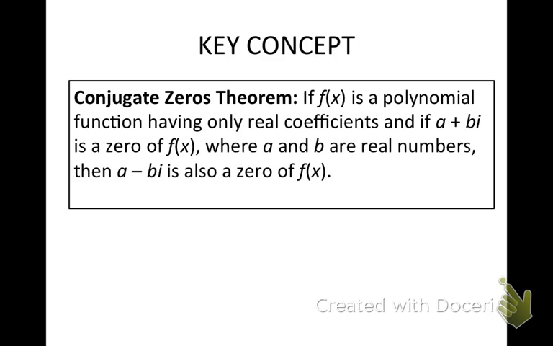So the conjugate zeros theorem says if f of x is a polynomial function having only real coefficients, and if a plus bi is a 0 of f of x, then a minus bi would also be a 0.